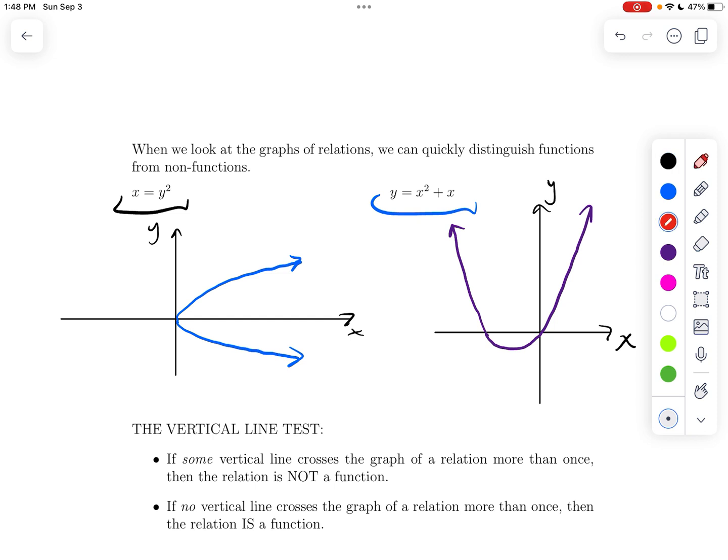What we might notice is over here, if we have, for example, the point (4, 2) and the point (4, -2), they're both on the graph, because whether y is 2 or -2, when we square it, we get 4. So this is not a function. The input x equals 4 corresponds to multiple outputs.